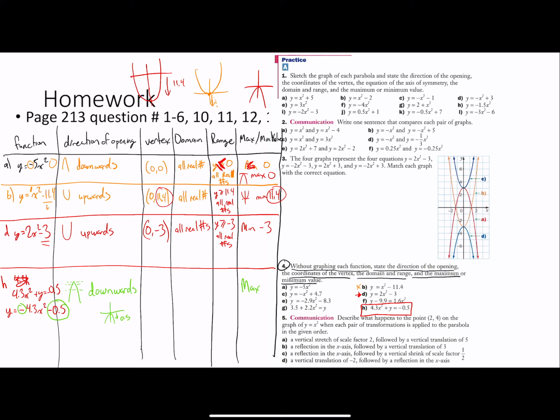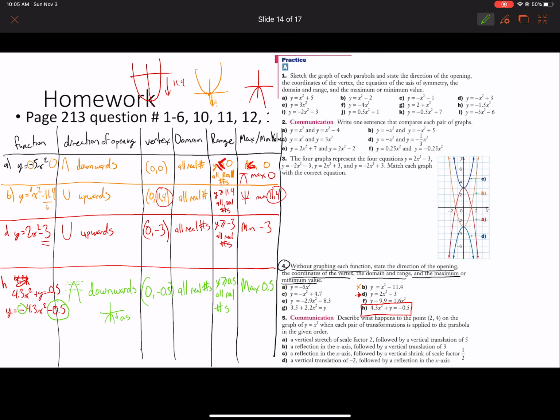So therefore, our vertex is now 0, negative 0.5, and our max is negative 0.5. And our range is y is less than or equal to negative 0.5 for all real numbers. And our x value, once again, all real numbers. There's really no limitation on x. Okay, that's it for number 4. You can do the rest on your own.